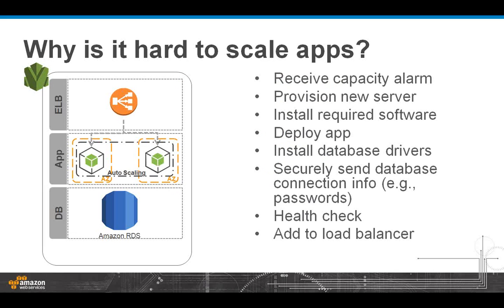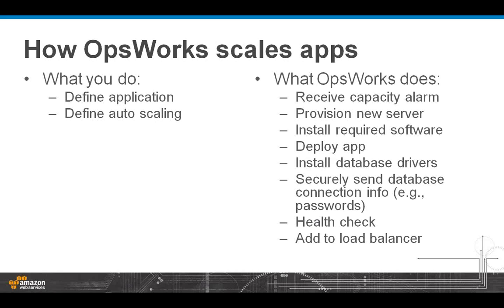So there's a whole bunch of steps that, if you receive that capacity alarm, you have to either script up yourself or do manually. With OpsWorks, you define your application and your auto-scaling parameters, and OpsWorks takes care of all the rest. It receives the capacity alarm, provisions your server, installs whatever software you've specified, deploys the application, installs the database drivers, and securely sends your connection information from the database and connects your application to that database. It takes care of adding the new instance to the load balancer once it's passed its health check.